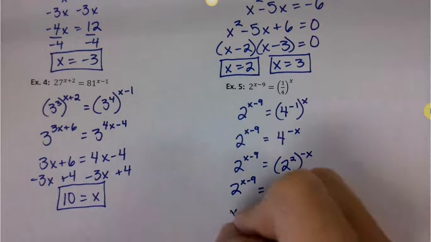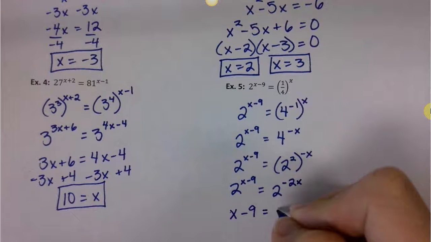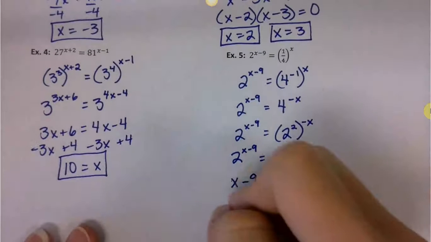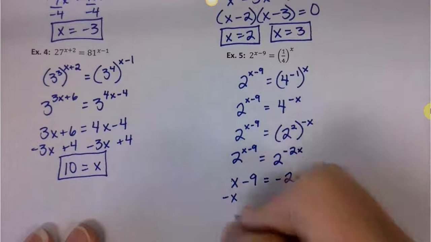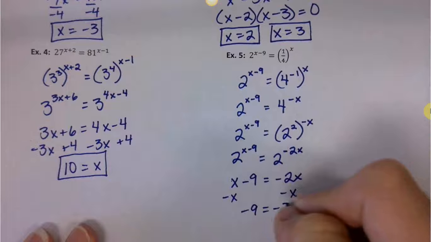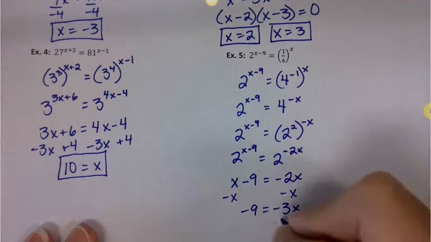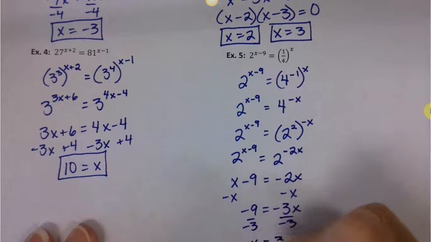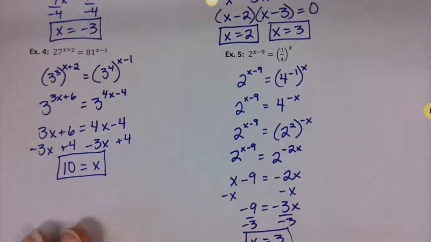So I can set my exponents equal to one another and say x minus 9 is equal to negative 2x, and then get my x's together and divide by negative 3 gives us x is equal to 3.